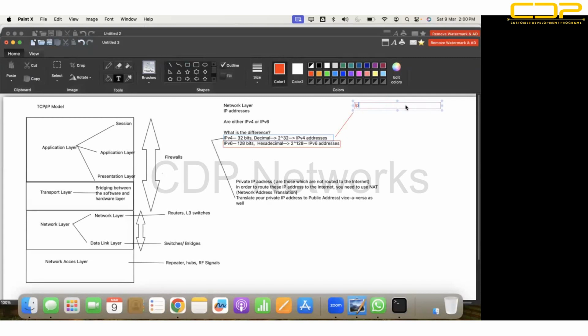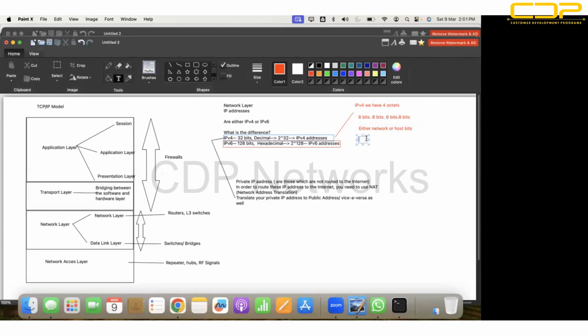So in IPv4, we have 4 octets. These 4 octets are represented as 8 bits dot 8 bits dot 8 bits dot 8 bits. Now these 8 bits you're going to write as either network bits or host bits.